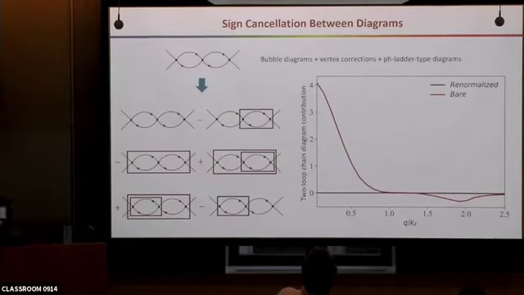Anyway, that's the reason you get a much better convergence for the series, and that also makes Monte Carlo much more efficient, because once you combine all these diagrams, the large parameters get cancelled, so you do not suffer from the sign problem anymore.